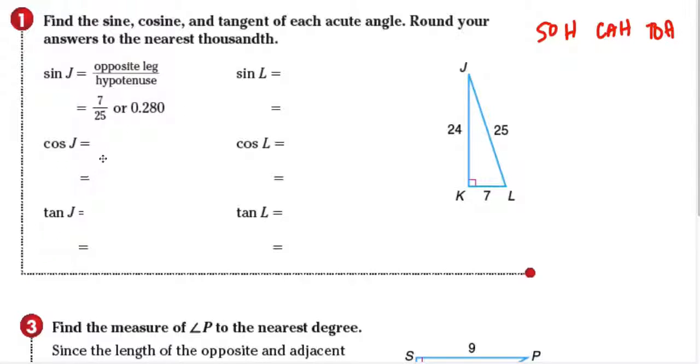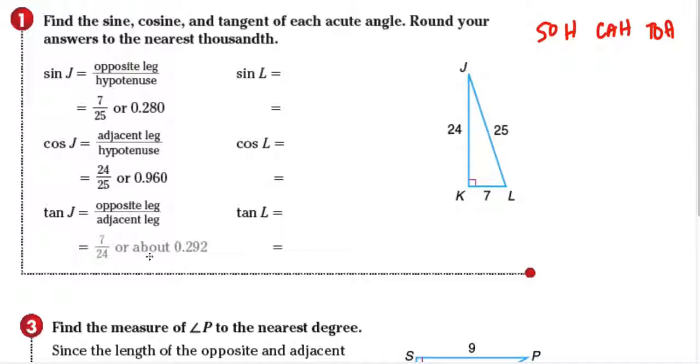Okay, and when I want to find cosine j, it is adjacent leg over hypotenuse, or adjacent over hypotenuse in my CAH. So it's adjacent, which is 24, and the hypotenuse, which is 25. So it's 24 over 25, or 0.960. Tangent j is opposite over adjacent, TOA, and the opposite side of angle j is 7. The adjacent side of angle j is 24. So it's 7 over 24, or about 2.92.